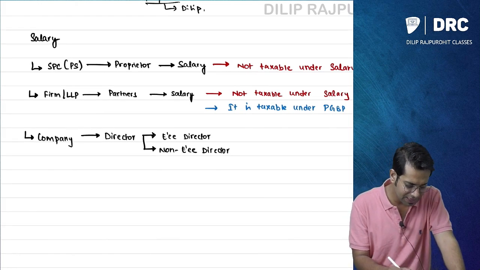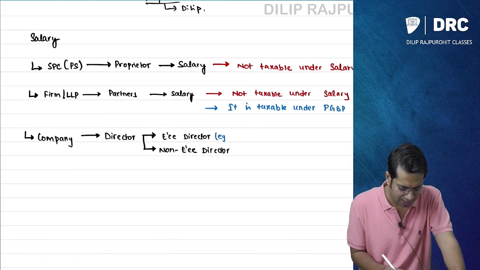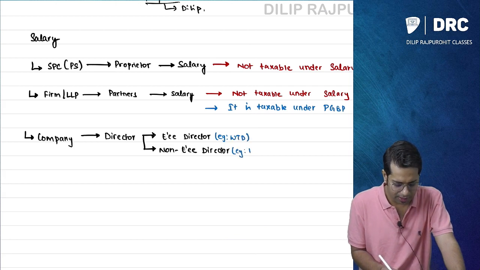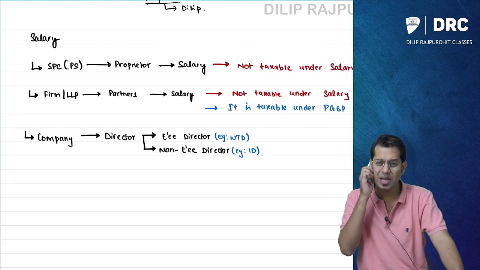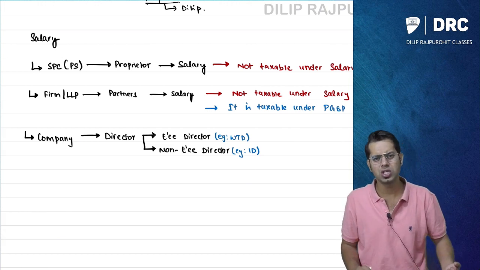Sir, can you please give an example? An example of an employee director is a whole-time director. For a non-employee director, the example is an independent director. An independent director is not involved in the day-to-day functioning of the company.